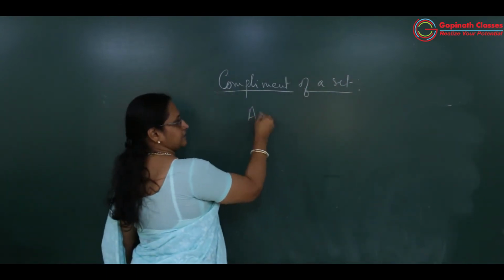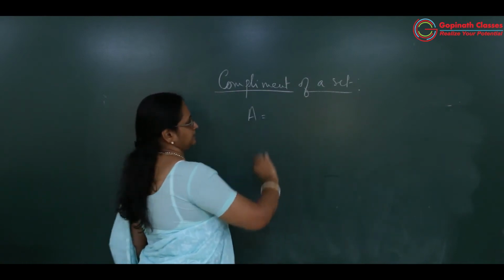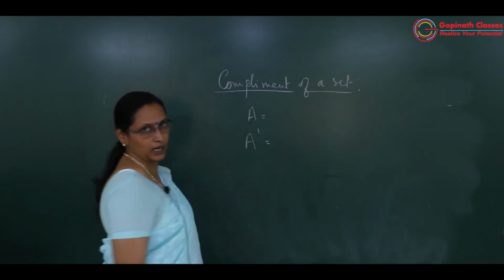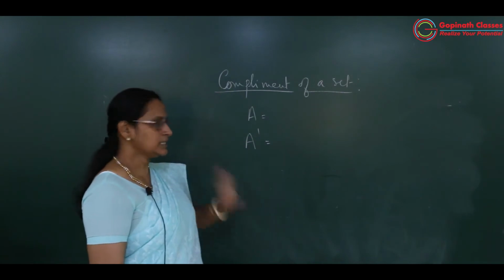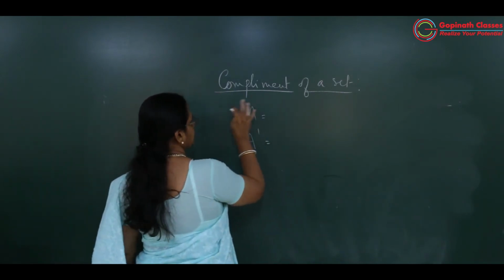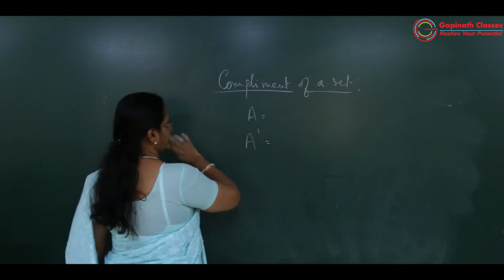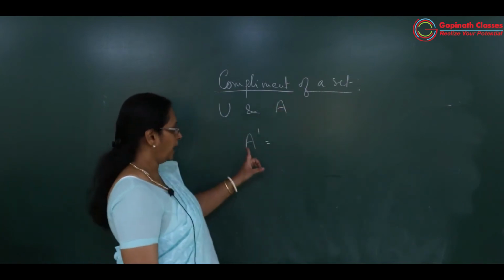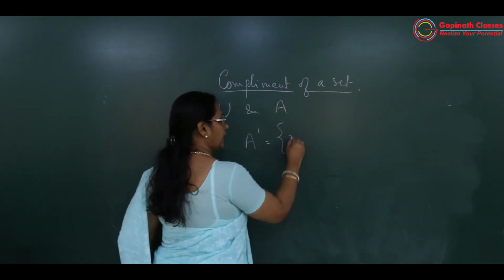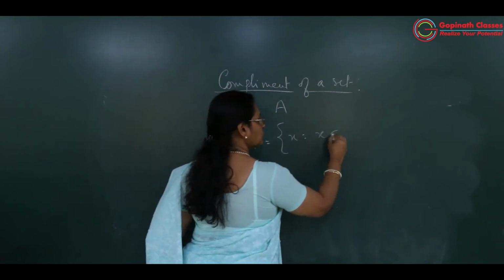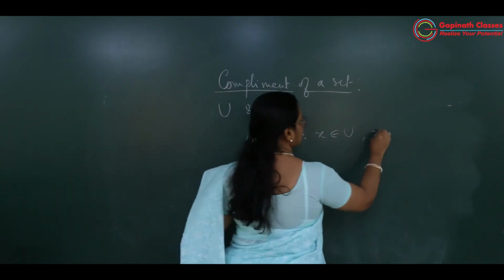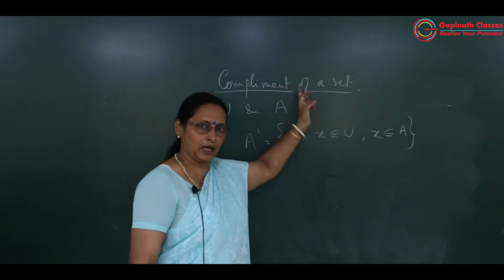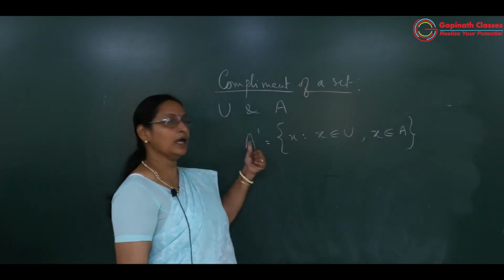Suppose A is a set. There will be some elements in A. Complement of a set is represented by A dash. This means, you will have a universal set in which A is contained. Suppose U is a universal set and A is a set. So, A complement means it is the set of elements X such that X belongs to U but X does not belong to A. What does this mean? जो elements U में है लेकिन A में नहीं है, that makes A complement.